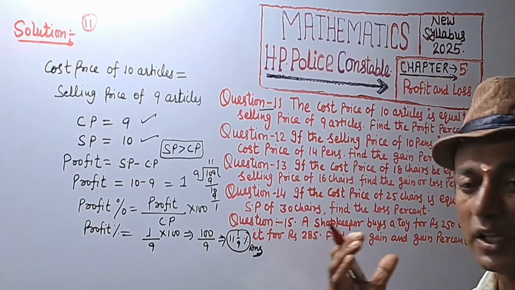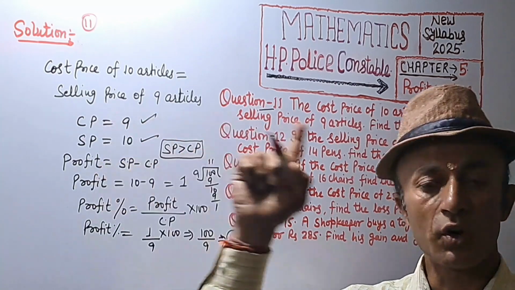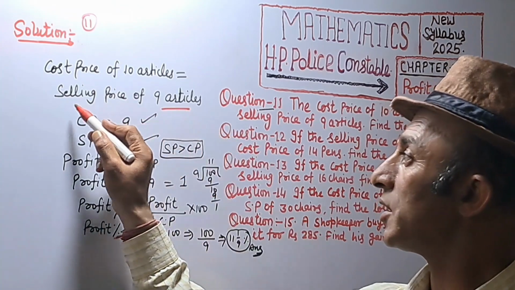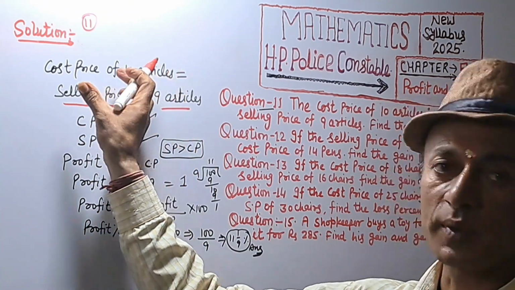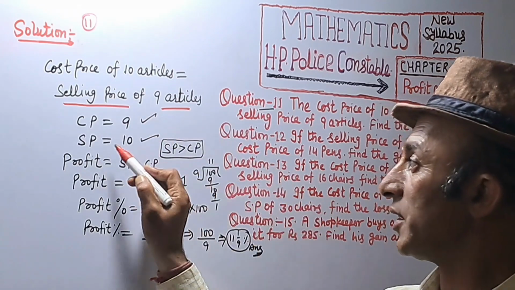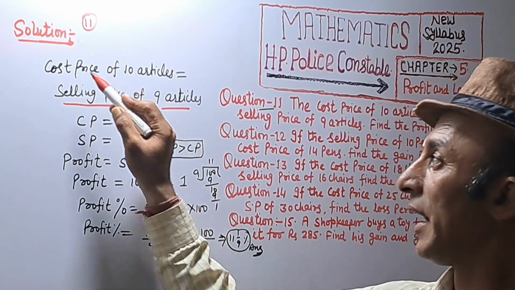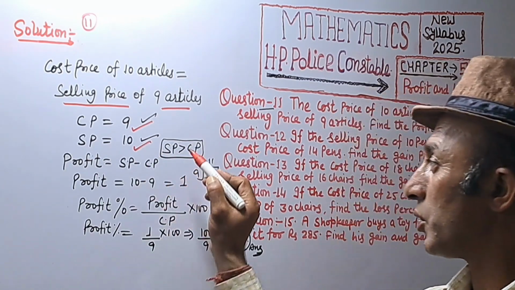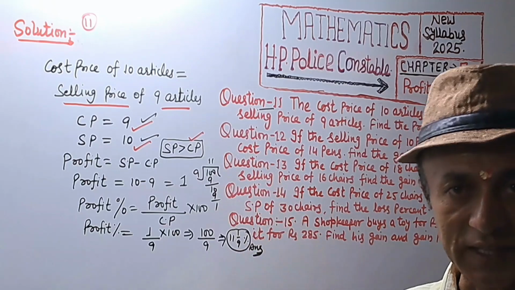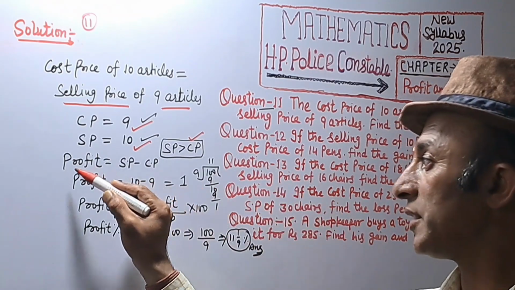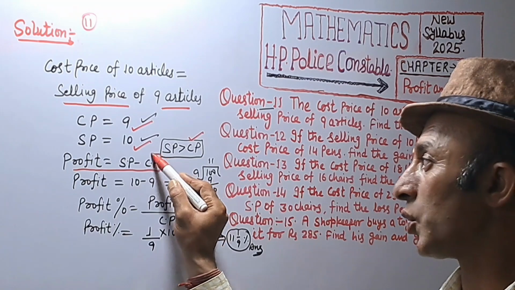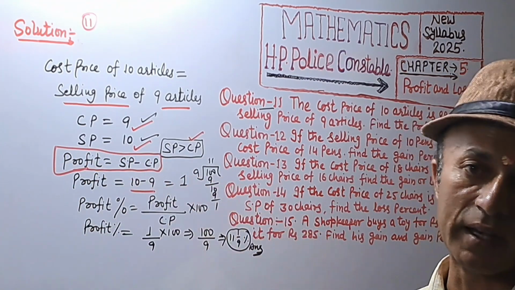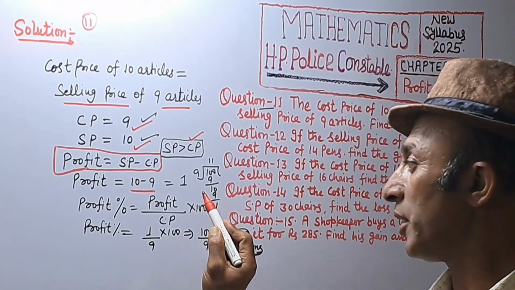Answer. Given question is the cost price of 10 articles is equal to the selling price of 9 articles. So selling price equal to cost price and cost price equal to selling price. So cost price equal to 9 and selling price equal to 10. So selling price is greater than cost price. So we get profit. Profit is equal to selling price minus cost price. That is 10 minus 9 equal to 1. We get profit equal to 1.